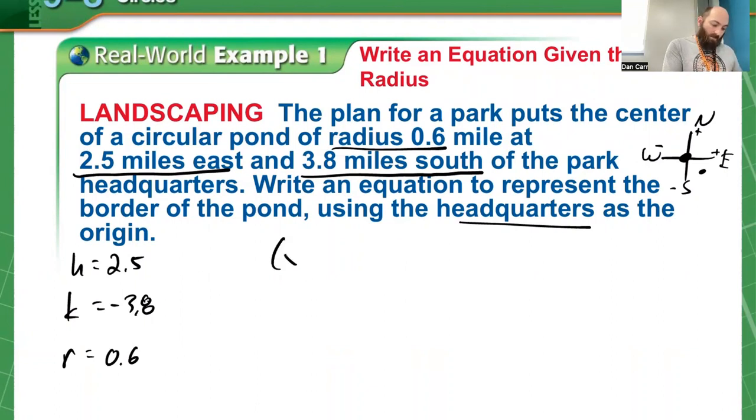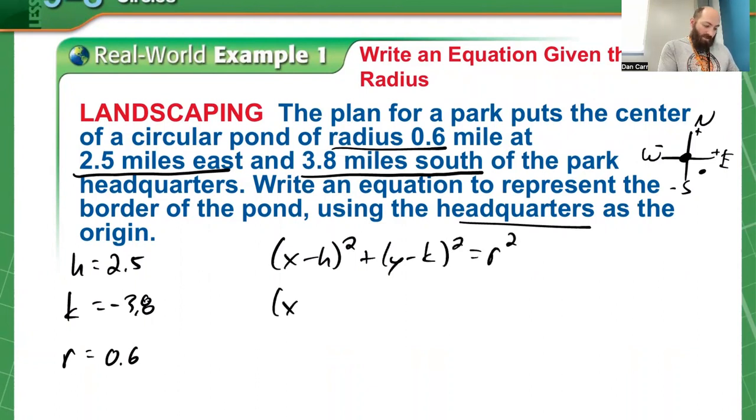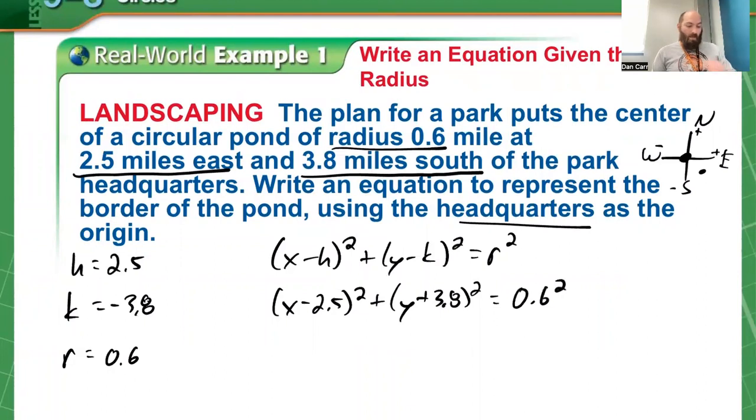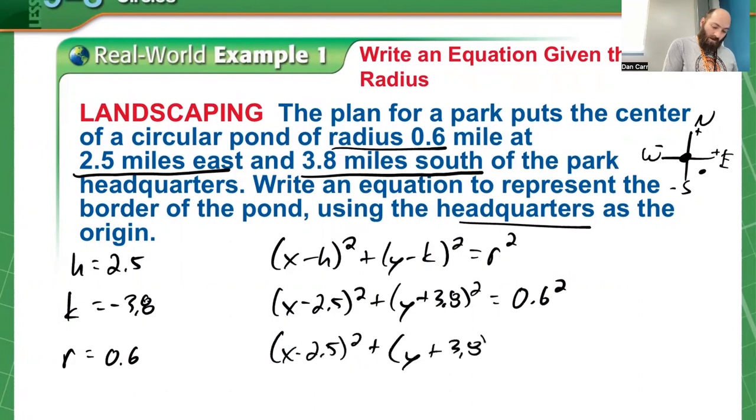Because I'm not at the origin, I'm going to use x minus h squared plus y minus k squared equals r squared. So we've got x minus 2.5 squared plus y minus a negative 3.8, so I'm just going to make that a positive 3.8, and that equals 0.6 squared. That is honestly fine like that. If you really want to, you can square the 0.6 and get 0.36. Either one is the same thing. It doesn't matter, either one is doable for this problem.